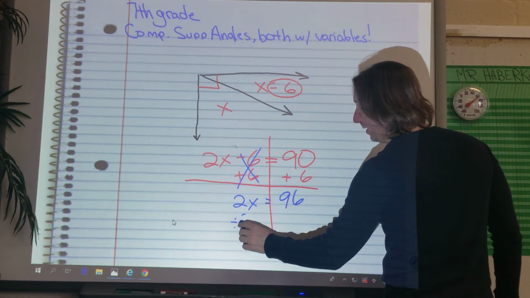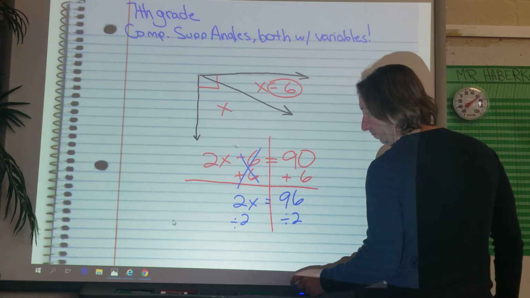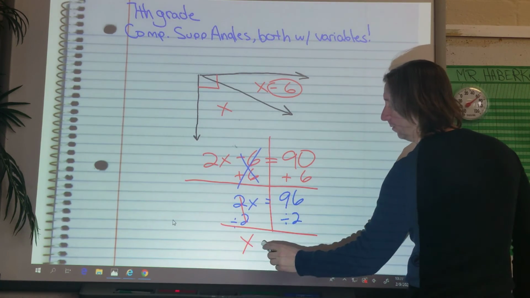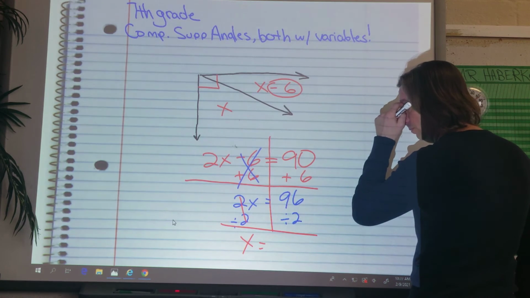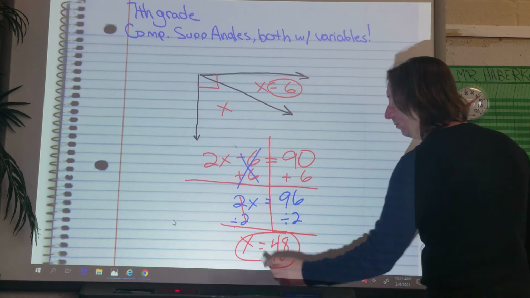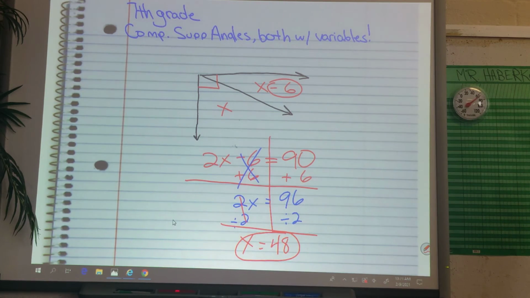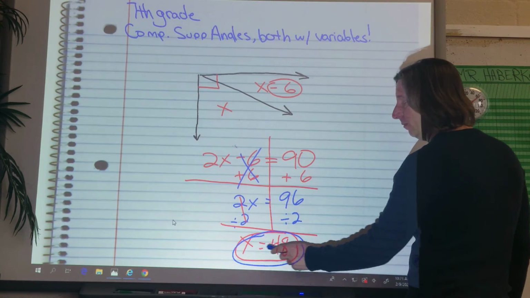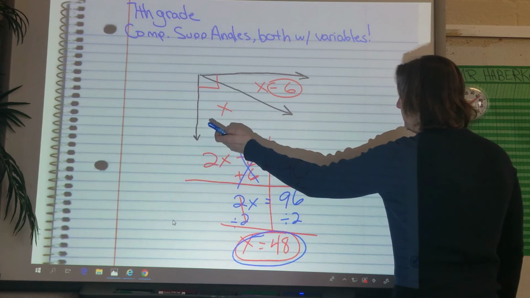Divide by 2, right? Now the 2's cancel out. And I get what? 48. x is 48. Well, am I done? No, I still don't know my 2 angles. But it says that x is 48, right? x equals 48. Here's x, that means that's 48.